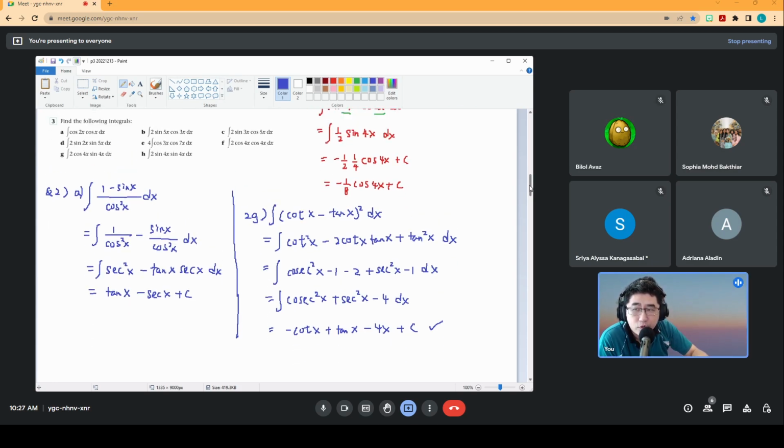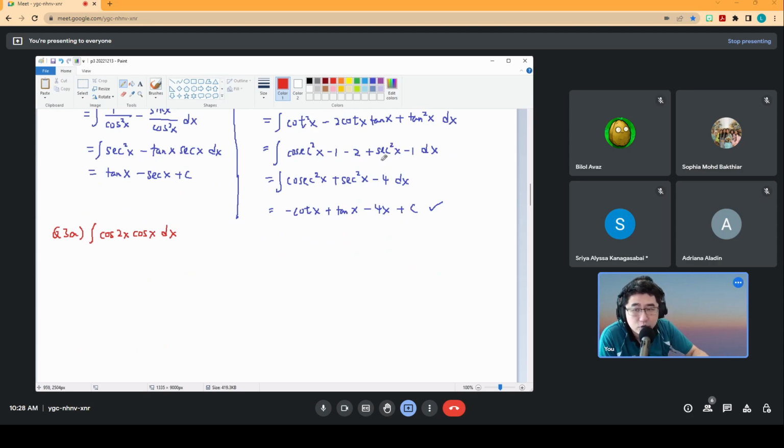Then maybe I go for question 3. Question 3a. So I have integrate of cos 2x cos x. Cos and cos, cos multiplied by cos. But the problem is these two are two different things. They are not the same thing. So over here, we can refer back to our trigo list and try to identify the suitable formula that we can use.